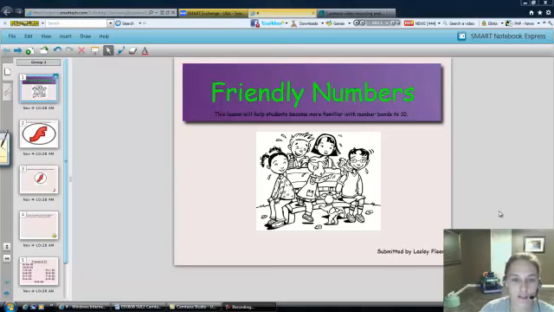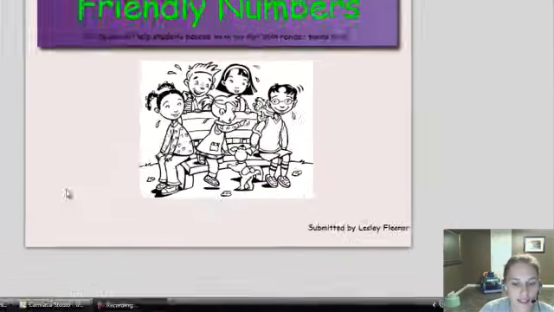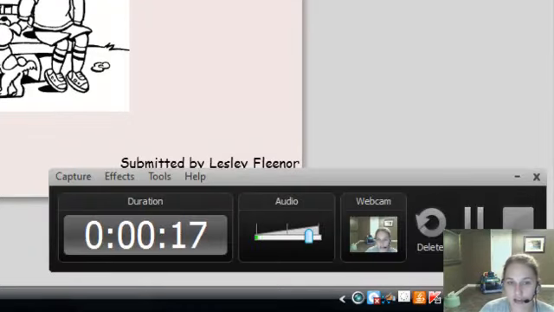This specific Smart Notebook lesson is called Friendly Numbers. This lesson will help students become more familiar with number bonds from 0 all the way up to 10. This is an introductory lesson, and I would use it to help students who have already been introduced to number bonds but have not been introduced to fact families.